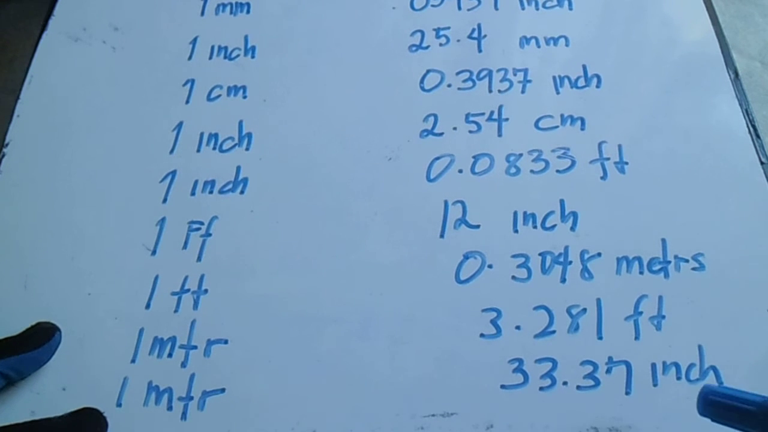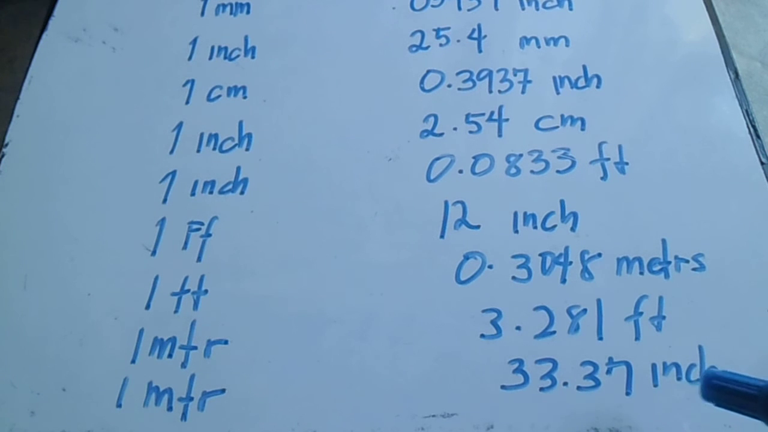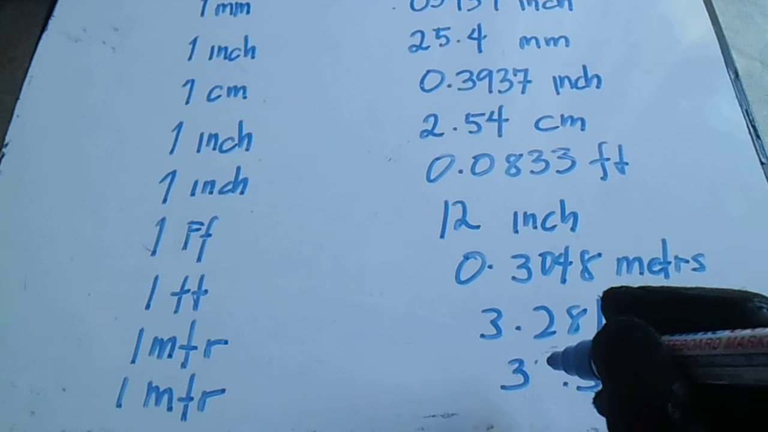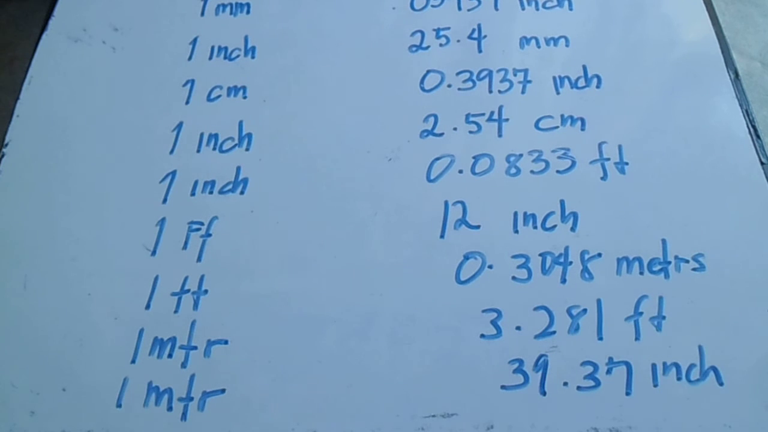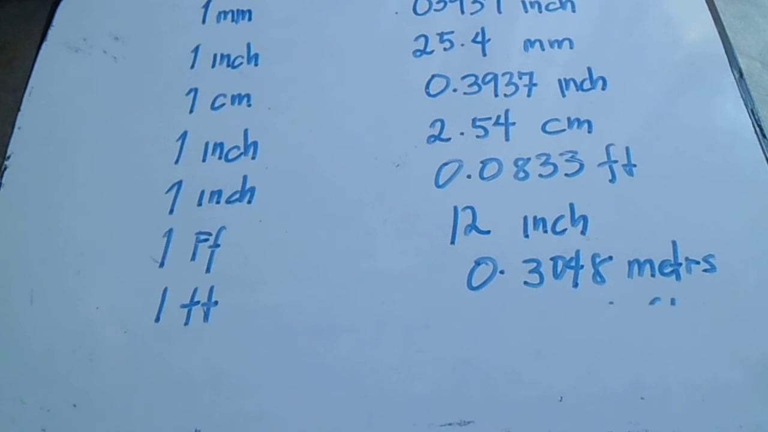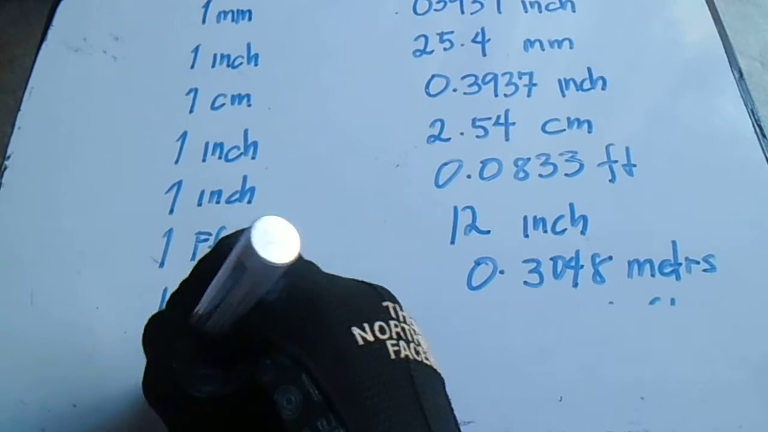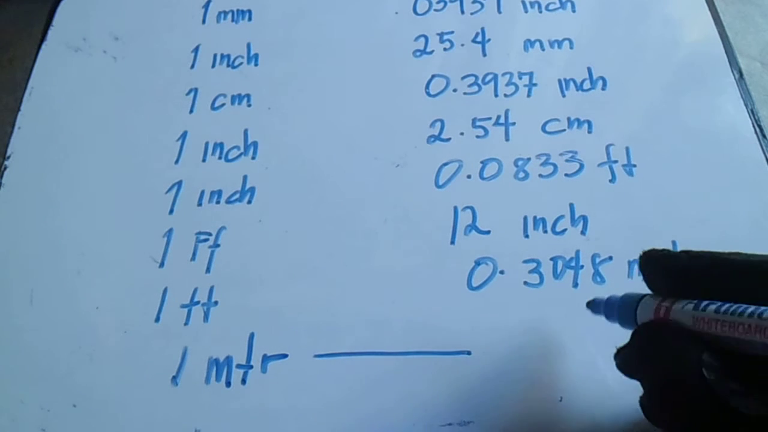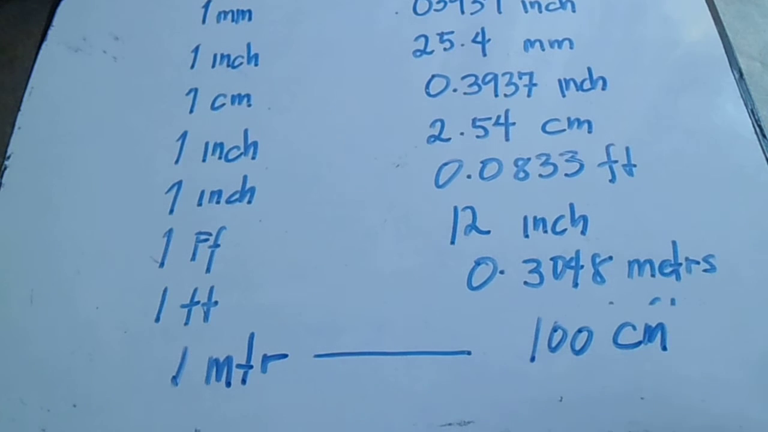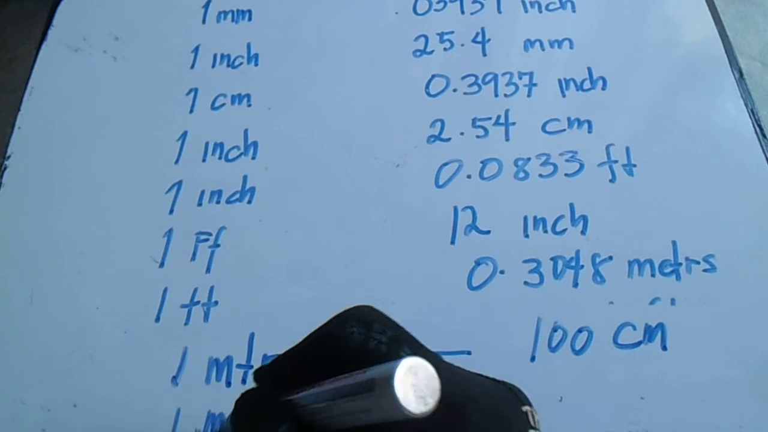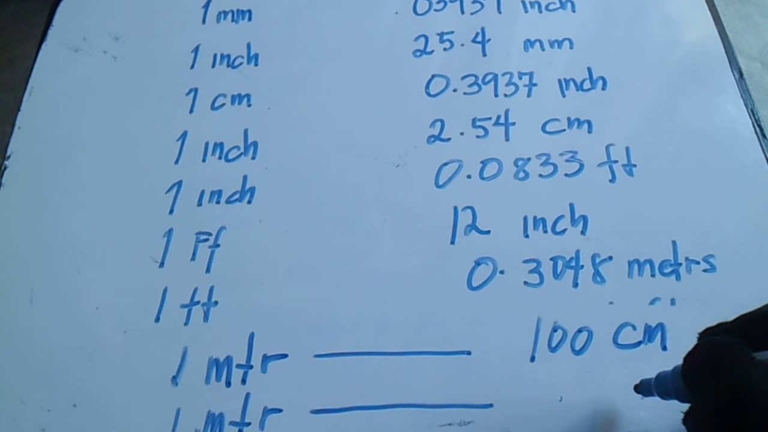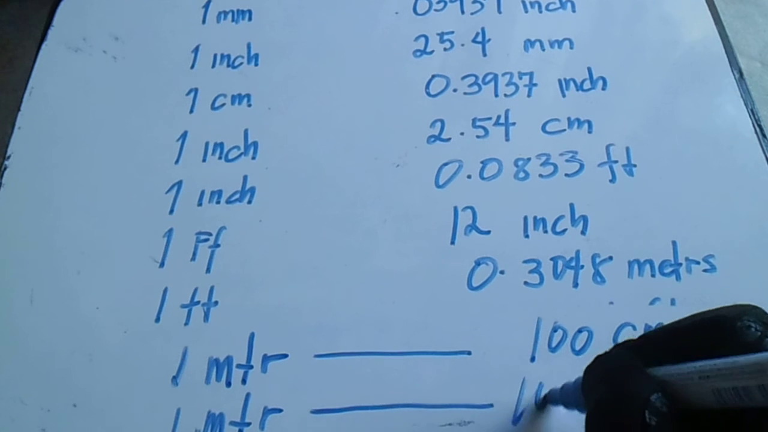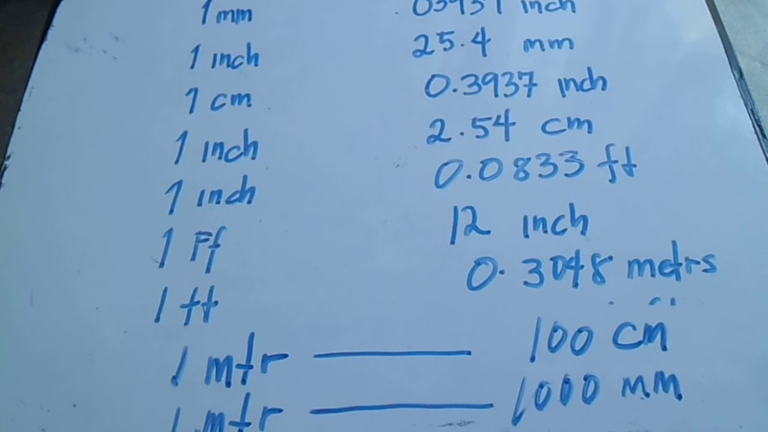Next, 1 meter, if you want to convert it to inches, just multiply by 39.37. Let's say we have 1 meter, how many centimeter? This is 100 centimeter. If we have 1 meter again and you want to convert it to millimeter, this is 1000 millimeter. This is, guys, a very useful conversion.